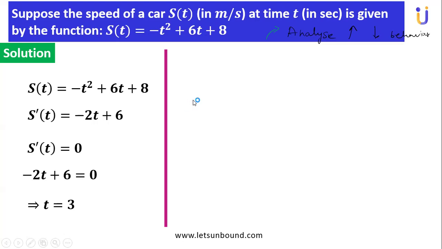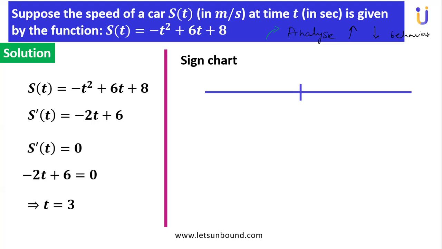And how to draw the sign chart? You draw a horizontal line and mark all your critical points. Here I got just one, which is 3, right? And now your aim is: this side, is it positive or negative? This side, is it positive or negative? Now how to do that? You have to plug in some values and check, right?